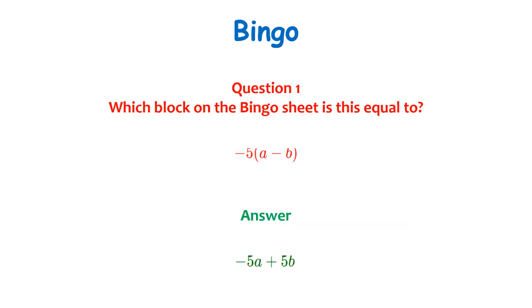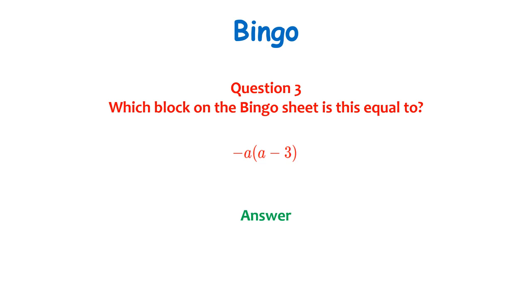There we go. The first one, of course, you'll see that minus 5 into a minus b, that will be minus 5a, and then minus 5 times minus b, that's a negative times a negative, it's a positive, that will be 5b. Which block on the bingo sheet is equal to, of course, here you will have 6 into a plus 4. That will be 6 times a, that is 6a, and then 6 times positive 4, that will be 24. That should be 6a plus 24.